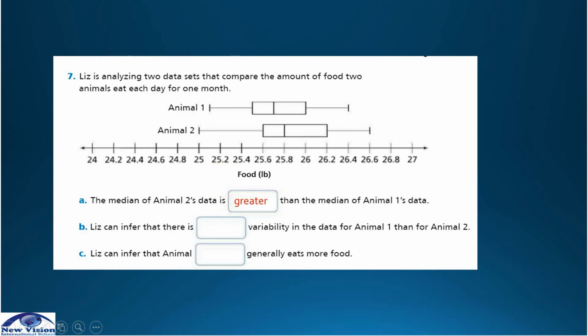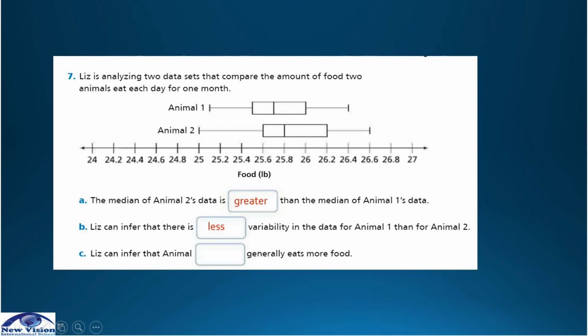How about letter B? Liz can infer that there is blank variability in the data for animal 1 than for animal 2. Who has the greater variability? Is it animal 1 or animal 2? Okay, so therefore, it's less variability, the animal 1. Why? Because its box from the median is shorter than the animal 2. Therefore, it's less, right?